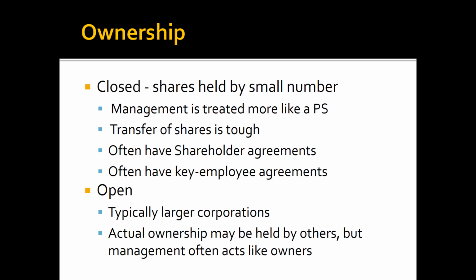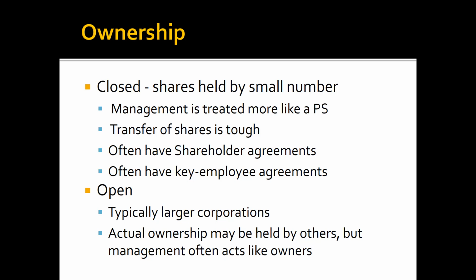Ownership. Now we break down ownership as either closed ownership or open ownership. Now closed ownership would usually be smaller corporations. It might be a sole proprietorship that has decided to incorporate and maybe has four or five people that own shares of stock. Management in closed corporations tends to be treated much more like a partnership. And one of the big problems with these small corporations is that since they often don't pay dividends, they often make money and retain earnings, and they pay salaries to the shareholders who are usually actually working for it. There's not a lot of value to the shares per se, and it can be tough to transfer them. What are they worth?